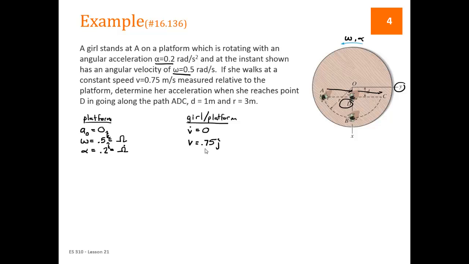So we've got this v, and then we have the radius of the location of the girl, so that's point D, relative to the origin of the turning coordinate system, which is point O. In that case, that is D in the positive x direction, and D is 1 meter. So we've got 1 i hat. Now this is all of the information we need in order to solve these problems.